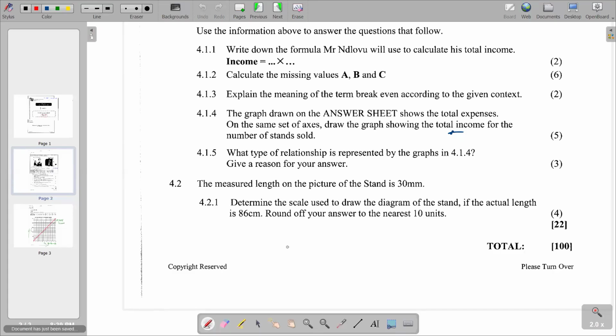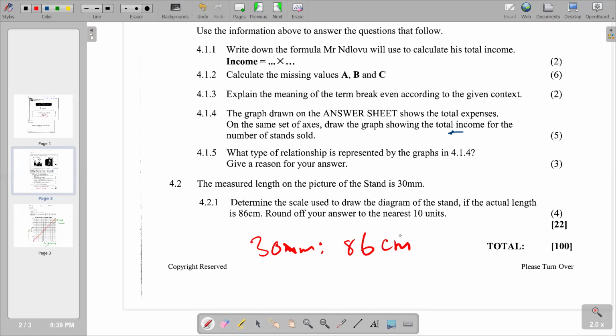So the representation is we are going to say 30 millimeters as to 86 centimeters. So this is going to be the scale. But you see that we have different units there: 86 centimeters and millimeters. So you can just convert one of them into the other unit so that we can use the same unit.